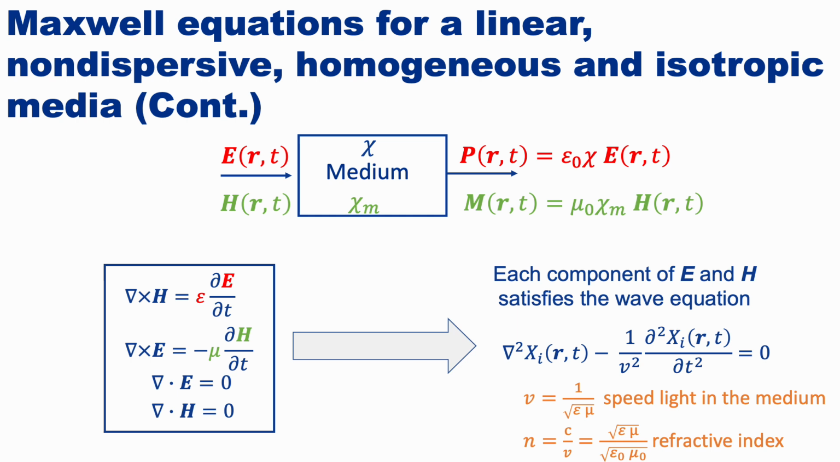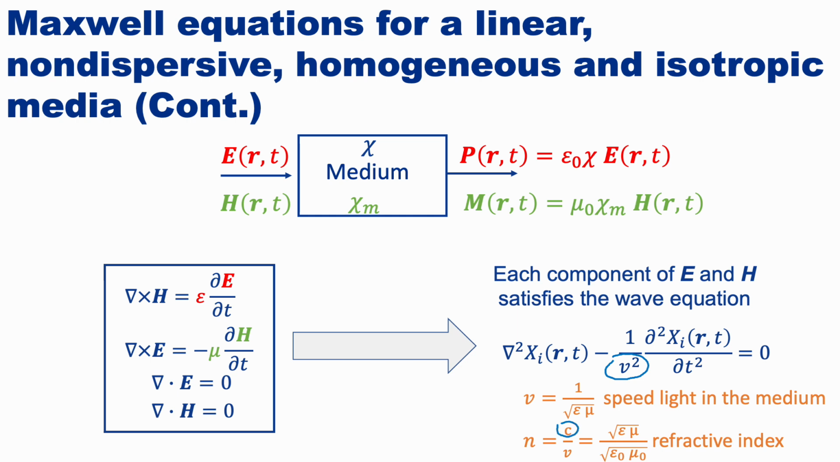And as we were saying before, every component of the fields needs to satisfy the wave equation. Where now the difference with the wave equation is going to be this term. So we are not using anymore the speed of light in the air or free space. We are using the speed of light in the medium that we are in. And we know that the speed of light in the medium we can relate with the speed of light in the air.